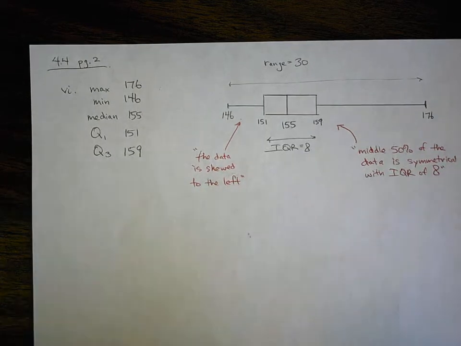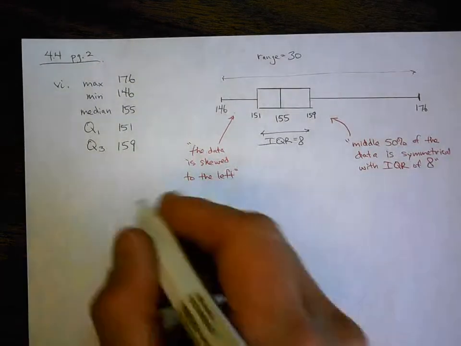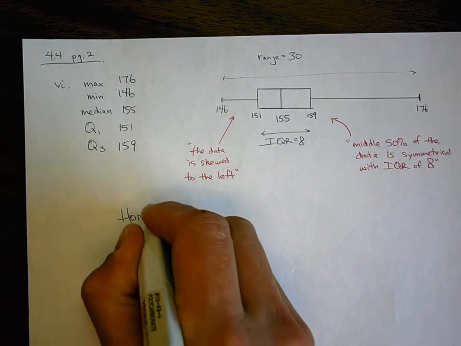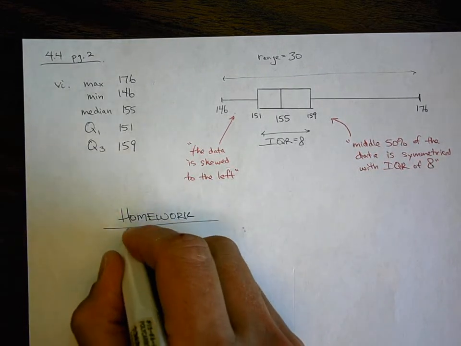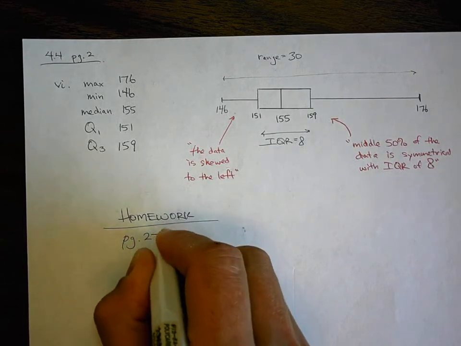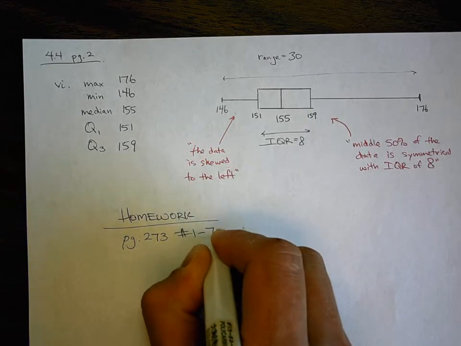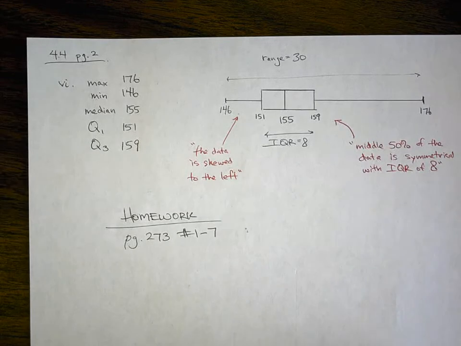Okay, so that is our lesson on cumulative frequency. As you can see, it's one concept, and then we just have to use that idea, that graph, to do all sorts of things. So page 273, number 1 to 7, is your homework for tonight. Good luck with that, and we will see you next time.